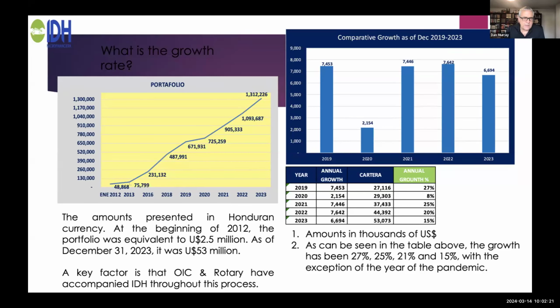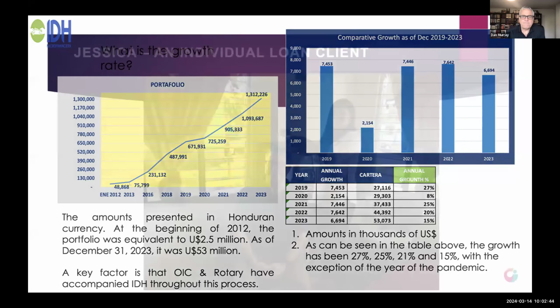And if you note the little bottom line there, it says a key factor in their success is that Opportunity International Canada and Rotary have accompanied IDH throughout their journey. So our partnership is not the only reason they've succeeded, but it's played a significant role. And as he said, significant encouragement for them, especially through some very dark and difficult times over the last decade.